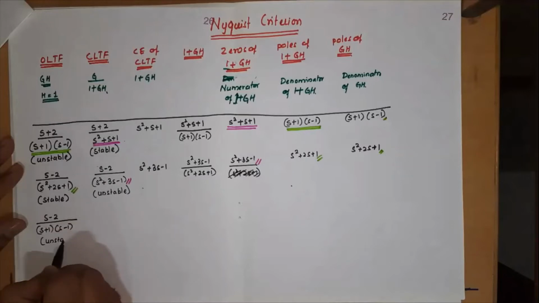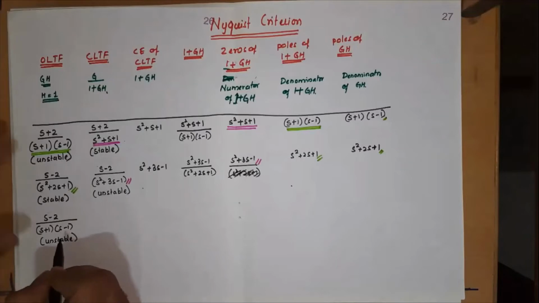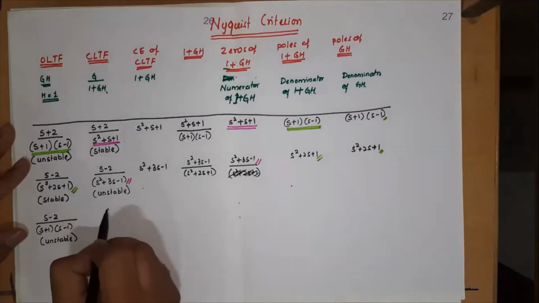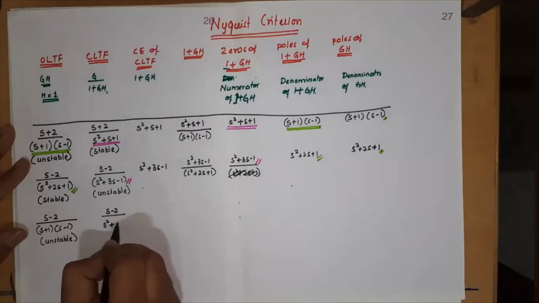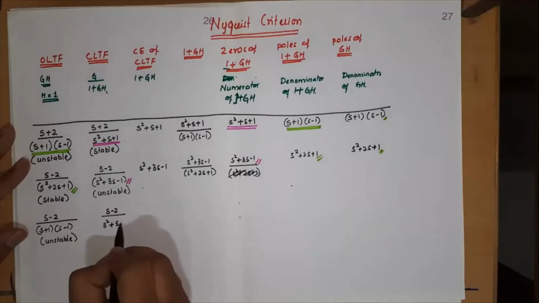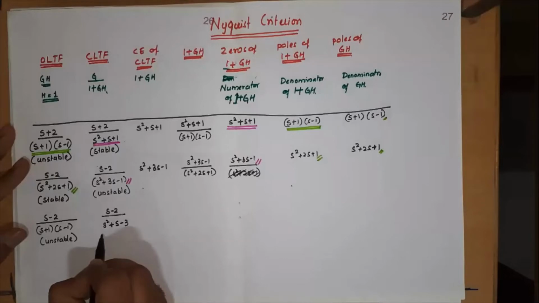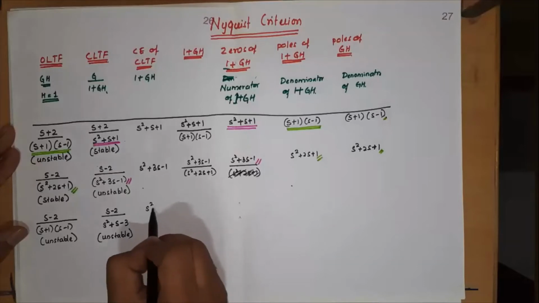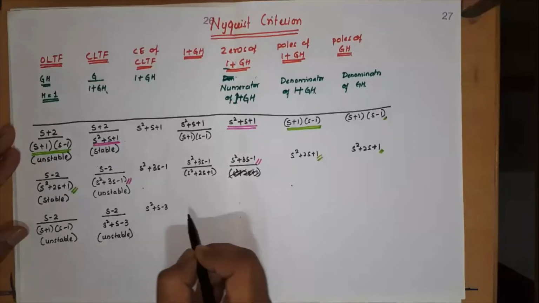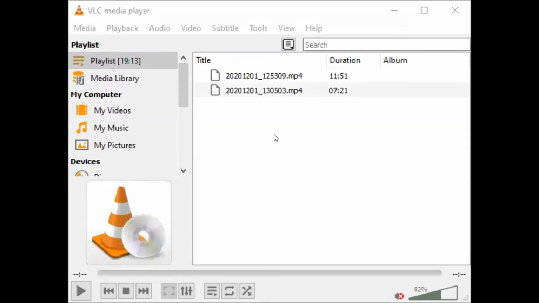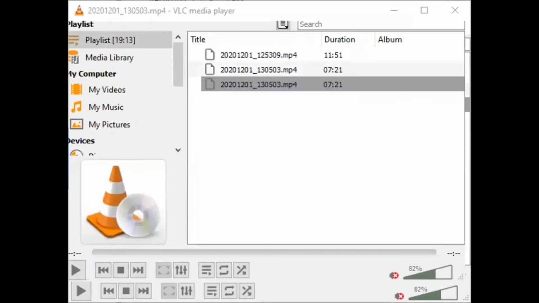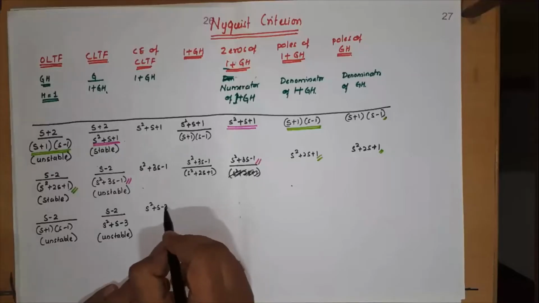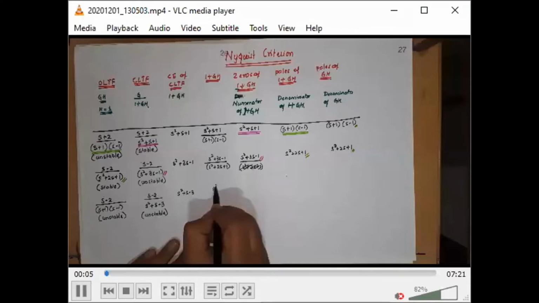The last one, s minus 2 divided by s plus 1 into s minus 1. If we calculate the closed loop transfer function, we get s minus 2 divided by s square plus s minus 3. So it is unstable in open loop and unstable in closed loop. So it is unstable in both ways.